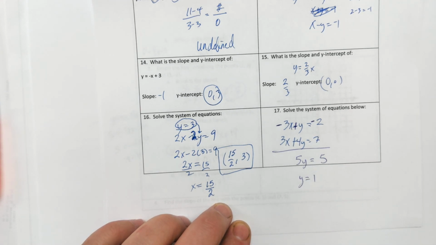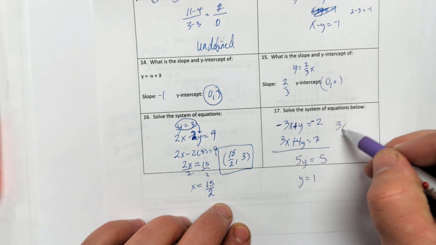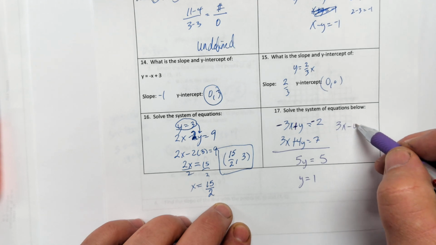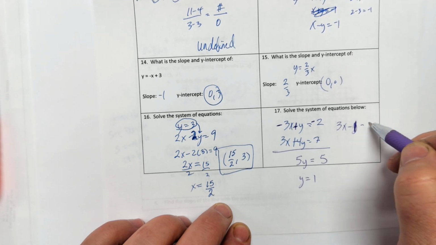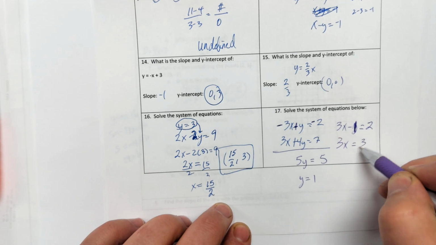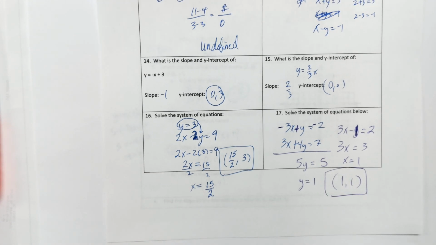And since y equals 1, now I just have to plug that back in. I'm going to plug it into the original, 3x minus 1 equals 2. Yeah, that's the only one I got completely wrong. Process of elimination. x equals 1. So your answer is 1, 1.